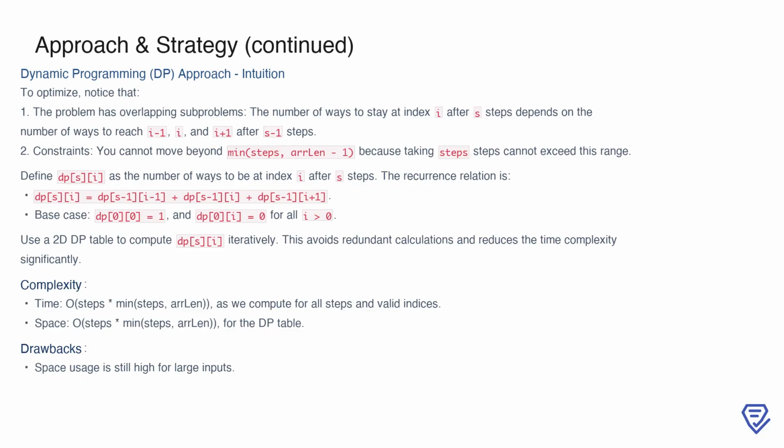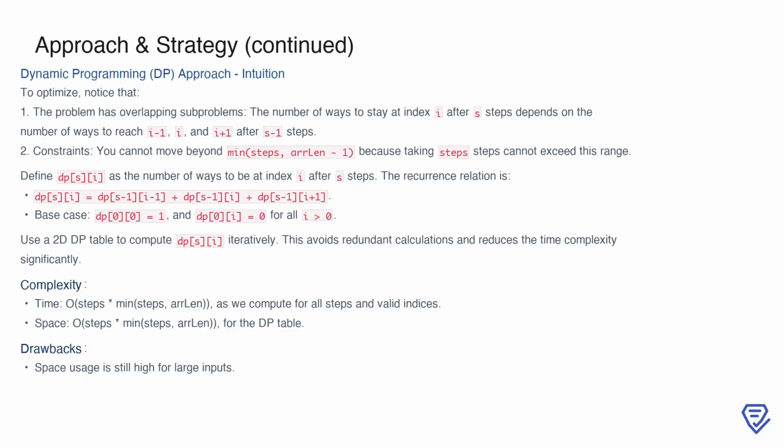extend beyond this range. To formalize this, we define dp[s][i] as the number of ways to be at index i after s steps. The recurrence relation is straightforward. dp[s][i] equals the sum of dp[s-1][i-1], dp[s-1][i], and dp[s-1][i+1]. The base case is that there's exactly one way to be at index 0 with 0 steps, so dp[0][0] equals 1, while dp[0][i] is 0 for all other indices i.